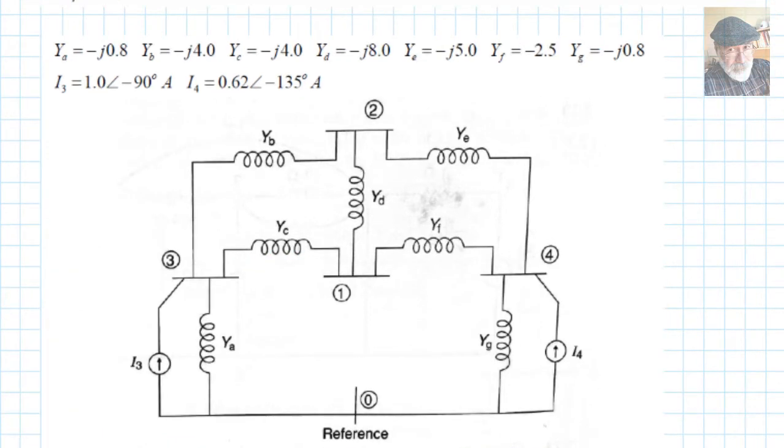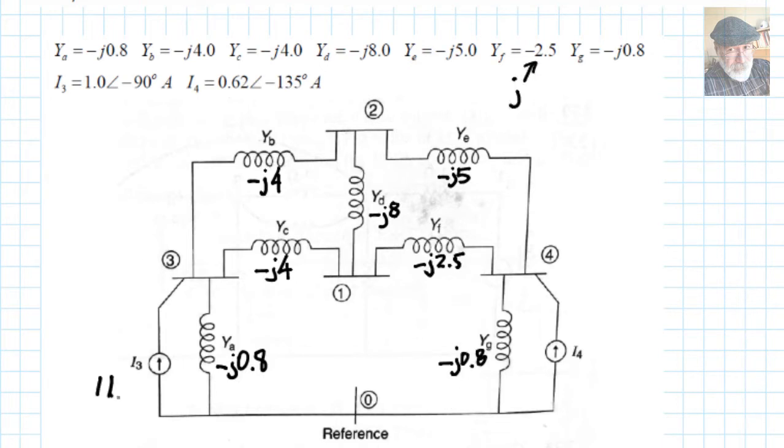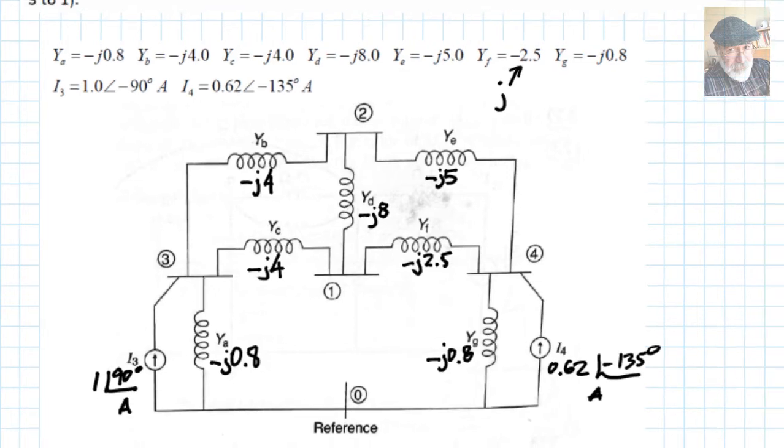The first thing I'm going to do is to copy the values of all of those admittances in Siemens into the diagram, commencing with y sub a, negative j 0.8. And now we are ready to write the KCL equations in matrix form by inspection and according to what was seen in class.